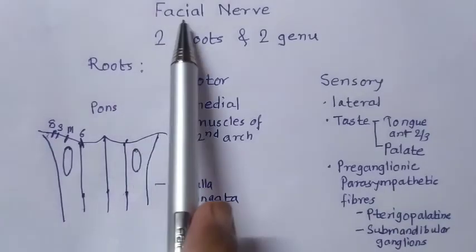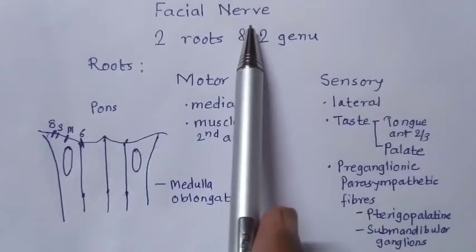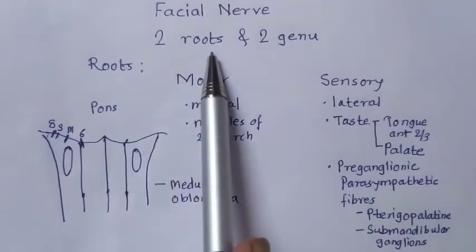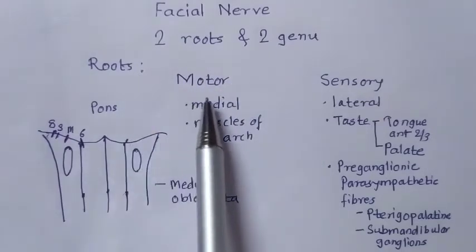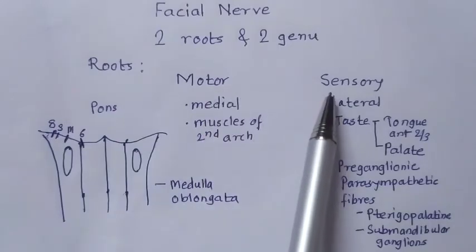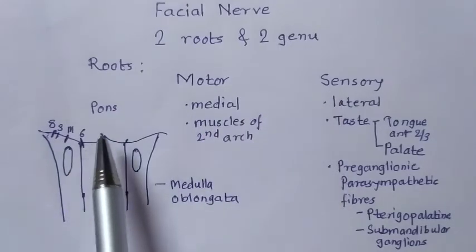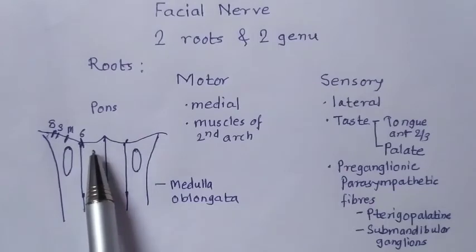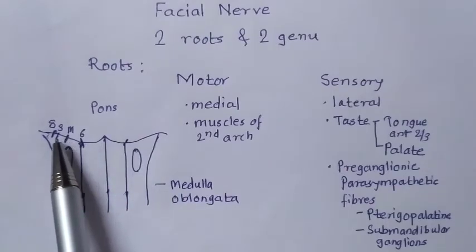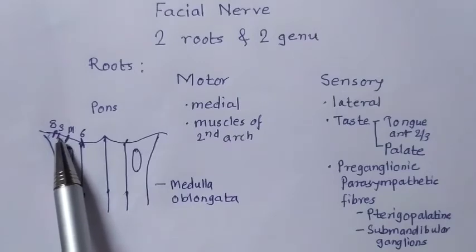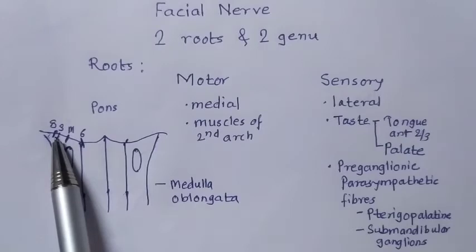Facial nerve is the nerve of second pharyngeal arch. It consists of two roots and two genu. The roots are motor root and the sensory root. At the pontomedullary junction, the motor root is medial and the sensory root is lateral. The sensory root is also called as nervus intermedius.